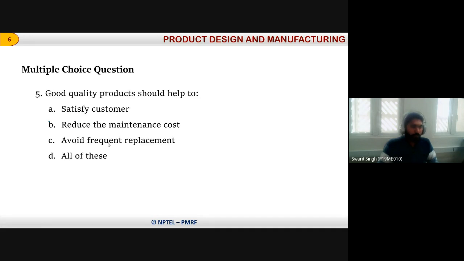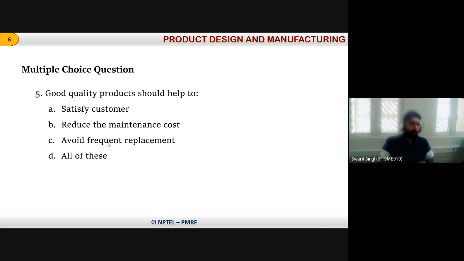Moving to the fifth question. Question number 5 says good quality product should help too. So what are the features that are required in a good quality product? The product that we are going to design must satisfy some needs. Some of the options given here are: satisfy customer, reduce the maintenance cost, avoid frequent replacement, or all of these. So good quality product should help too.